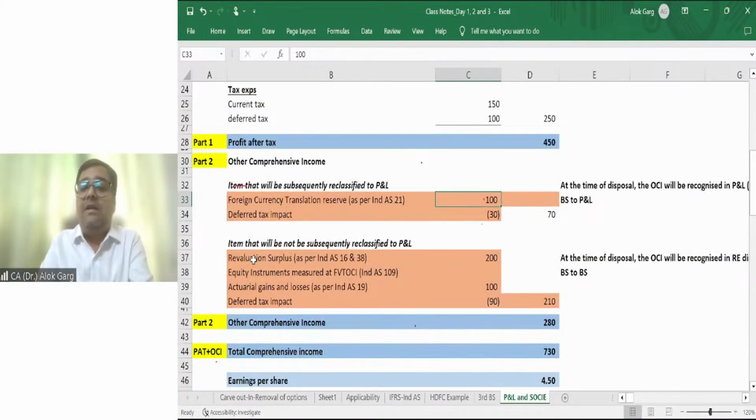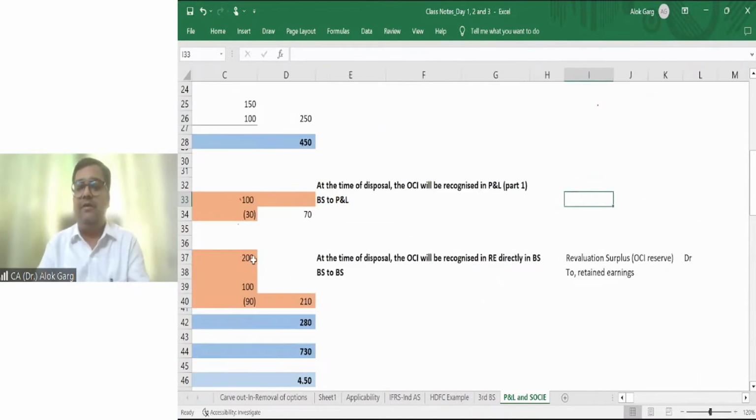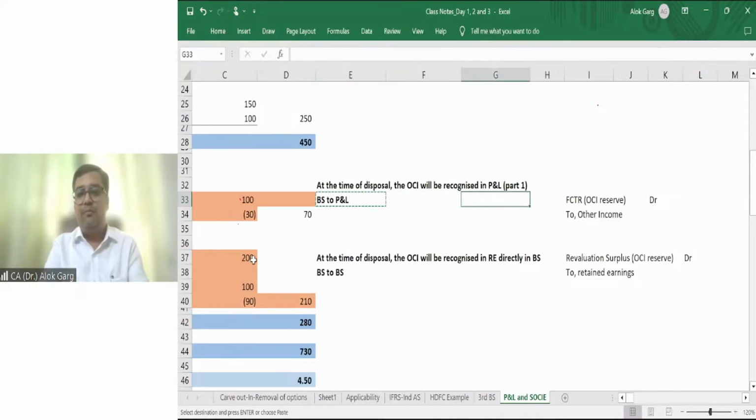What about the foreign currency translation reserve? If you have a foreign subsidiary and that foreign subsidiary got disposed of, you have the foreign currency translation reserve, for example, positive. So what entry will be there? Foreign currency translation reserve, FCTR OCI reserve, will be debited, and other income or other expenses in P&L credited, right? So this is a balance sheet to P&L entry, because OCI reserve is more like a balance sheet item, no?